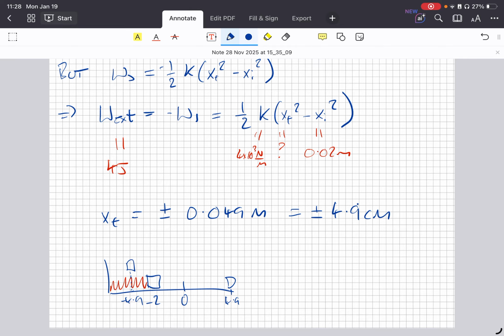Okay, so that's just the physical interpretation of this, but it all comes down just to the symmetry of the mathematics, that we have 2 possible values for the final position based on the fact that the work done is proportional to the position squared.